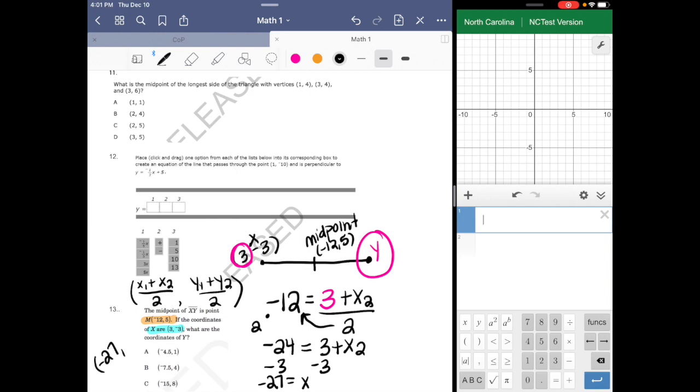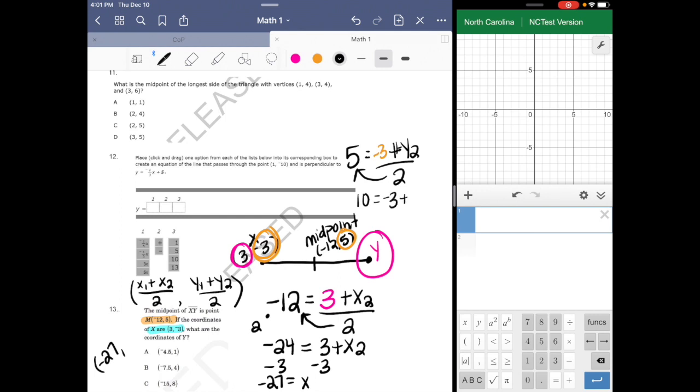So when I look at my y value, I have a y value of my midpoint, that's 5. So I'm going to do 5 equals my y1 plus y2 divided by 2. Well, we know that my y value is negative 3. So I'm going to come over here and I'm going to substitute that y value in.